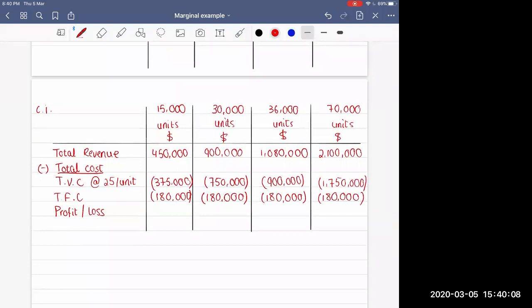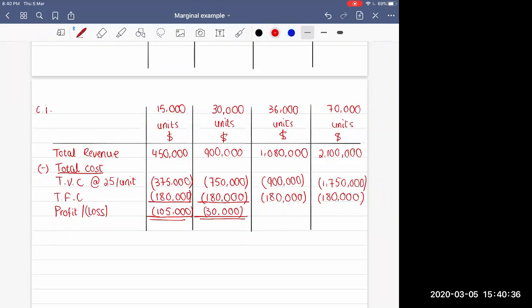Now, sir, we need to calculate total revenue minus total cost. So, sir, 450,000 minus 375,000 minus 180,000. In the first activity at 15,000, we are facing a loss of 105,000. Then in the second, 900 minus 750 minus 180, still we are operating at a loss, and that loss has reduced from 105,000 to 30,000.